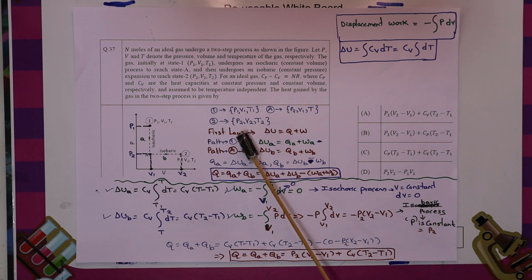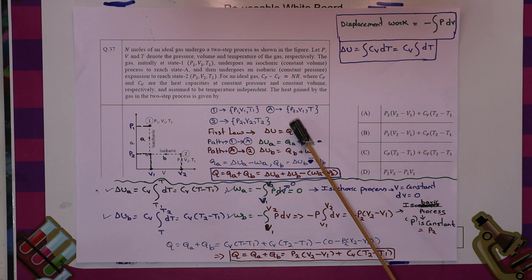State A is represented as P2, V1 and T, and the last one is state 2, which has pressure P2, volume V2, and temperature T2. Let us apply the first law for the first step, which is called the isochoric process, and the second step, which is called the isobaric process. Generally, the first law is delta U is equal to Q plus W.